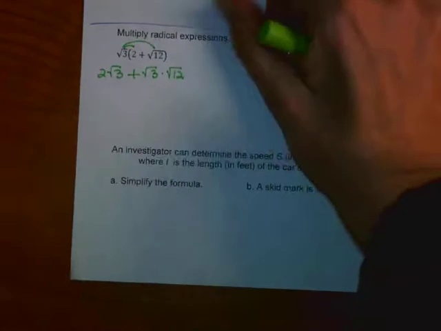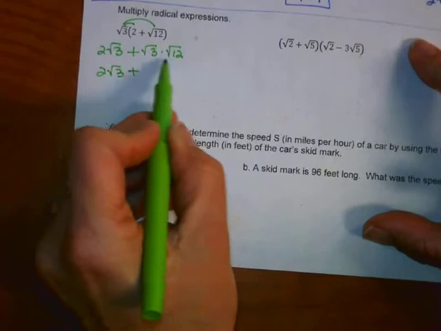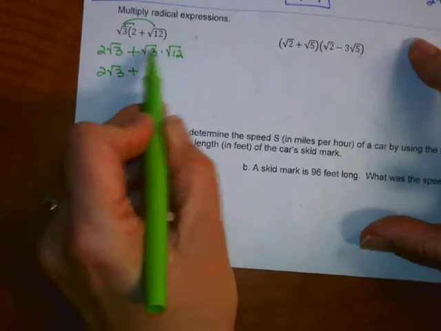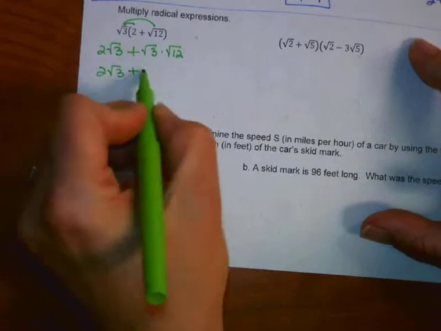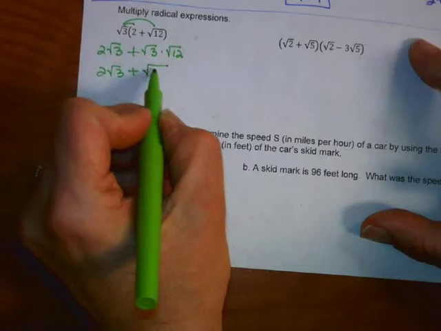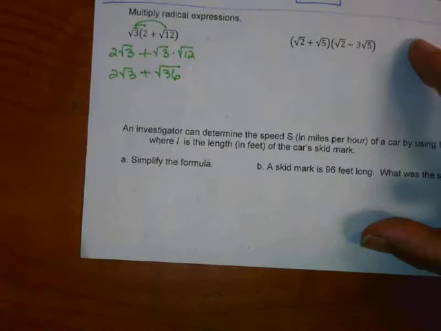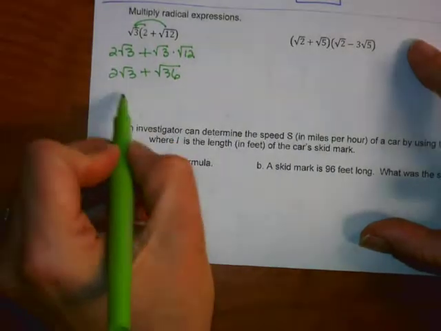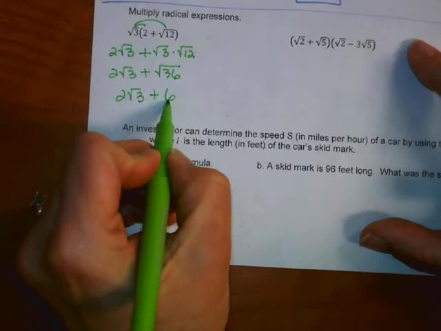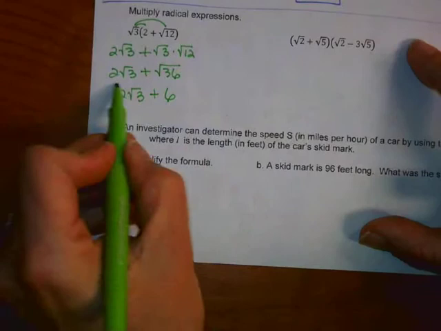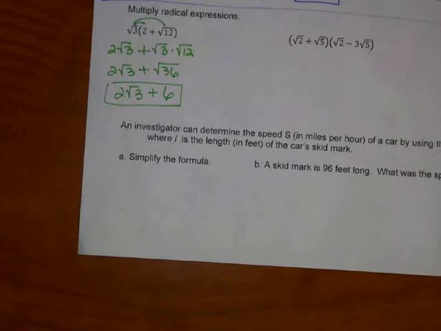And then we have to make it pretty. 2 times the square root of 3 stays the same. What can I do to this to help me simplify? Multiply them together, so it'd be actually the square root of what? What's 3 times 12? Oh, look at how nice that turns out. I can't do anything with this first term, but I can take the square root of 36, which is 6. And that's as far as I can go. I can't combine them. They're not alike. So that's about it.